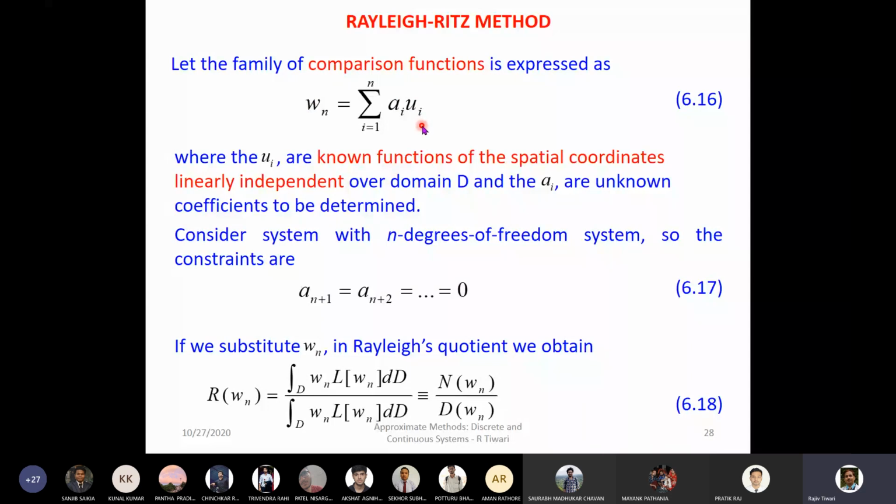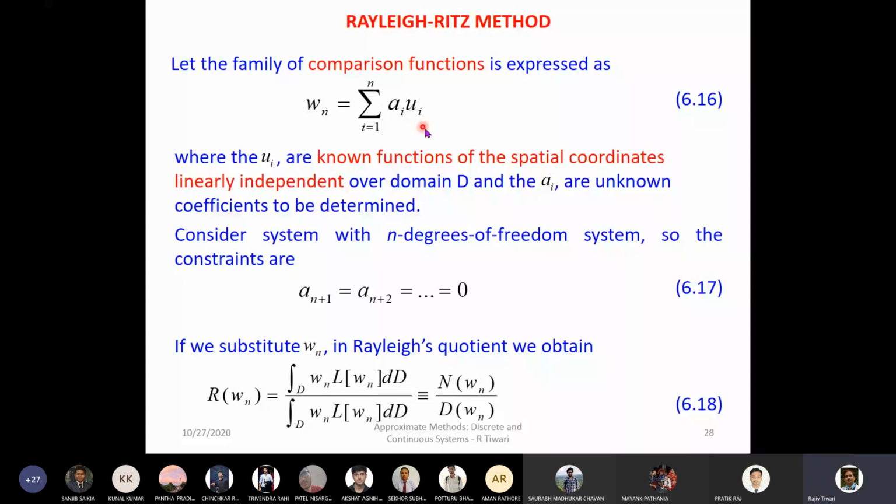So let us say we have chosen n number of comparison functions, so we multiply each comparison function with some constant a i. a i is a constant, and this is basically the actual displacement of the system, which is predicted from the whole family of comparison functions multiplied by the unknown constants a i. So this unknown constant a i is the main key thing. We'll try to find a i such that the Rayleigh's quotient gets minimized.